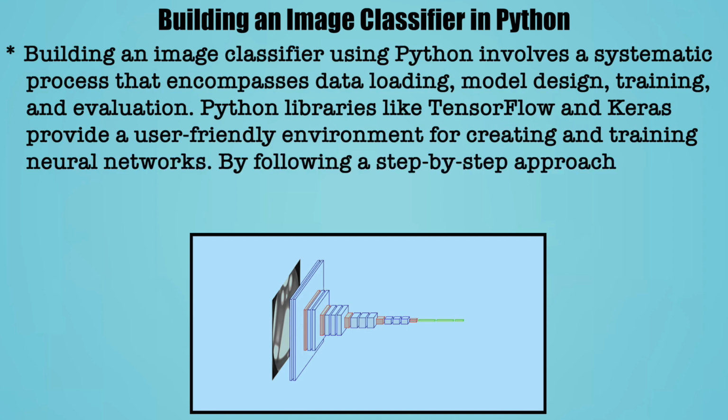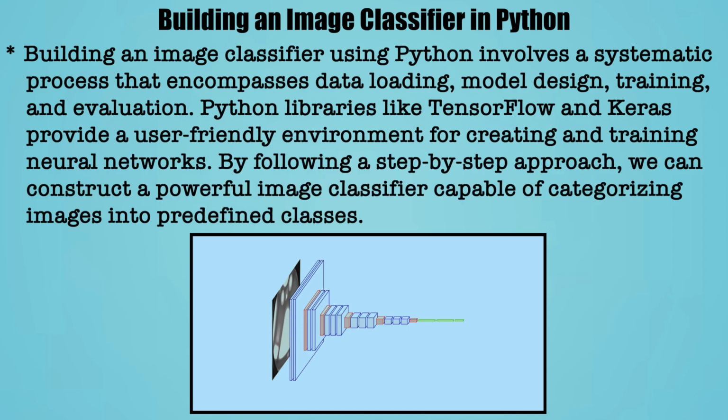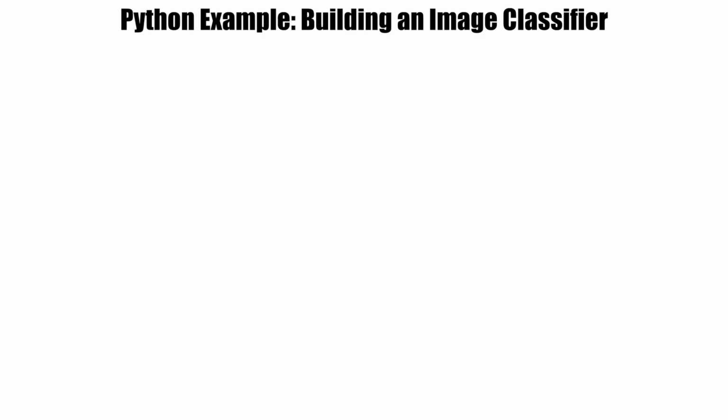We need some steps to build an image classifier by using Python. It involves a systematic process that encompasses data loading, model design, training and evaluation. Python libraries like TensorFlow and Keras provide a user-friendly environment for creating and training neural networks. By following a step-by-step approach, we can construct a powerful image classifier capable of categorizing images into predefined classes. So here is the code which is going to be used for building an image classifier.